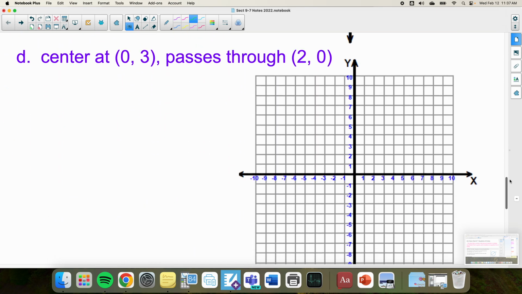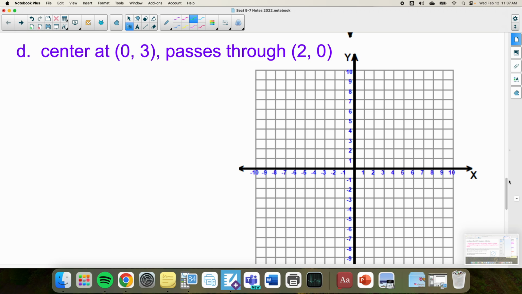Now if we go down here, this one, again, I would use graph paper for this. So I'll give you graph paper. If you get something like this, this is what I would do. The center goes through 0, 3. And it passes through the point 2, 0. Okay? This is my center. This is a point on the circle. So my radius is this right here.